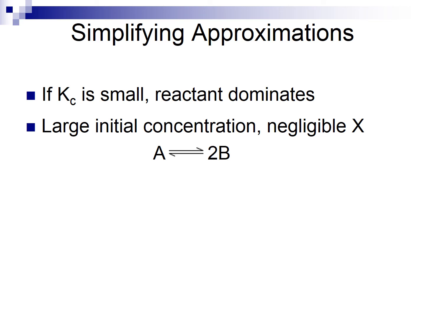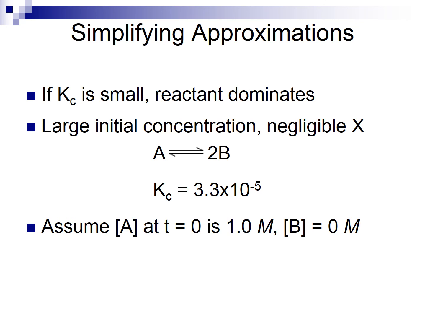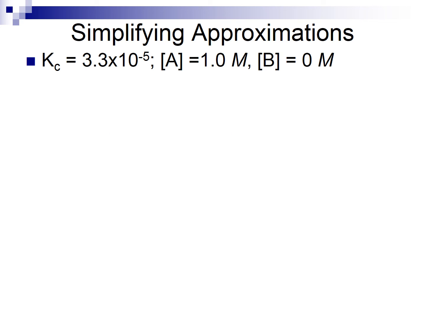If I have a system of A producing 2B reversibly, with a Kc of 3.3 times 10 to the negative 5, and I assume that at the initial beginning of my reaction, my concentration of A is 1 molar and there is no B, then I have a concentration of A of 1 molar and a concentration of B of 0 molar. Plugging in an ICE table for this, my initial activity is 1 for A, 0 for B.